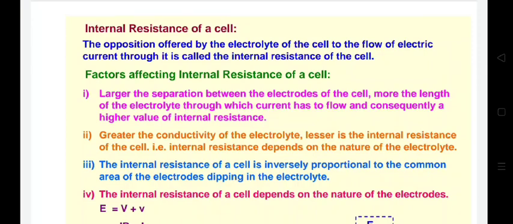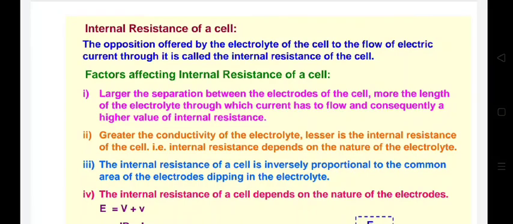Okay. The next important point that we are going to discuss is internal resistance of a cell. When I was talking about the EMF of the cell, a cell is connected in an external circuit which has wires, other instruments such as voltmeter, ammeter, resistance connected externally. That is known as the external circuit. Now there is a cell. Inside the cell there is an electrolyte in which the electrodes are dipped. The resistance offered by the electrolyte of the cell to the flow of current through it is called the internal resistance of the cell.